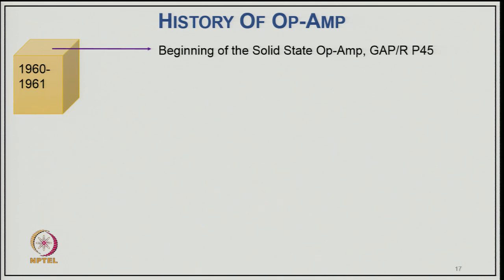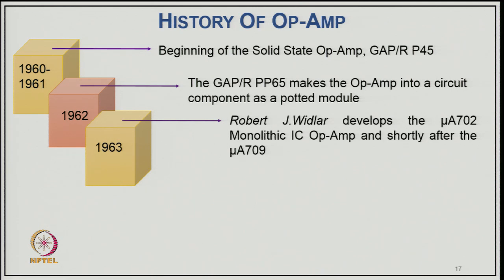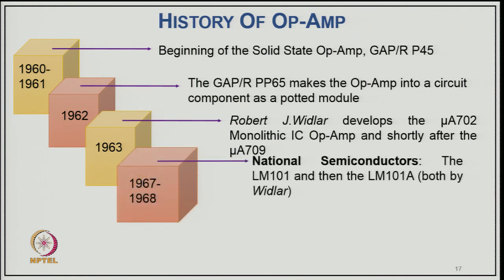In 1960 to 1961, of course, came the beginning of the solid state operational amplifier, named GAP or P45. And in 62, GAP45 makes the operational amplifier into a circuit component as a potted module. In 1963, Robert J. Widlar developed the μA702 monolithic IC operational amplifier, and shortly after the μA709. In 1967 to 1968, National Semiconductor introduced the LM series of operational amplifiers, LM101 and then LM101A, both by Widlar.